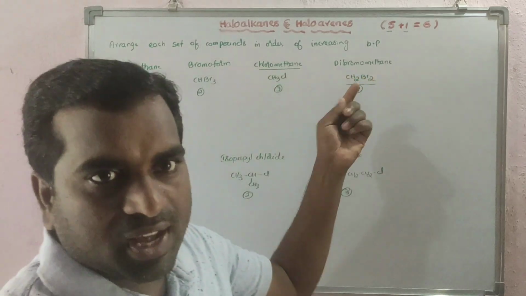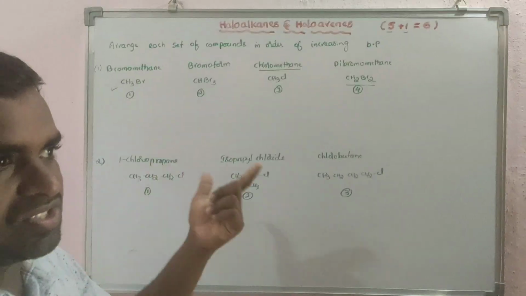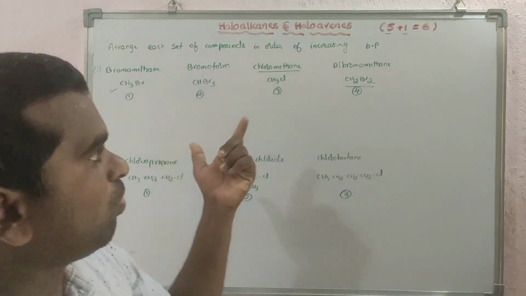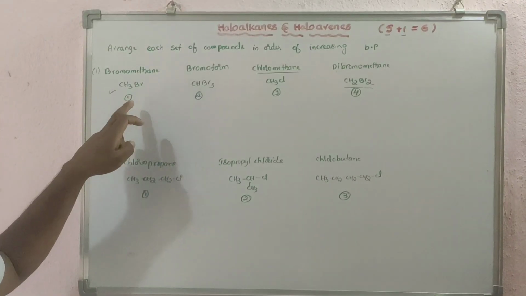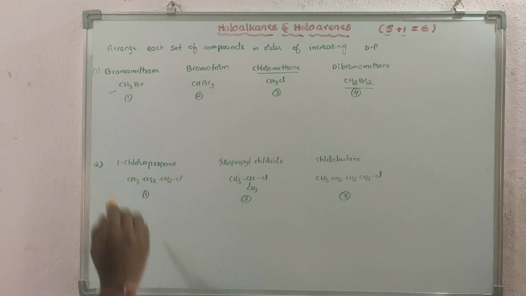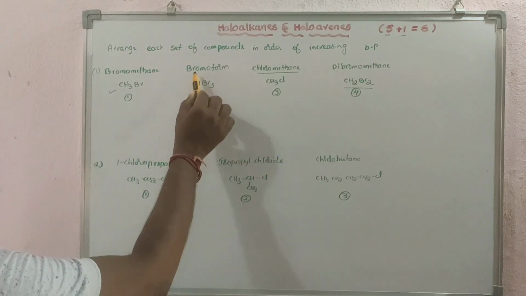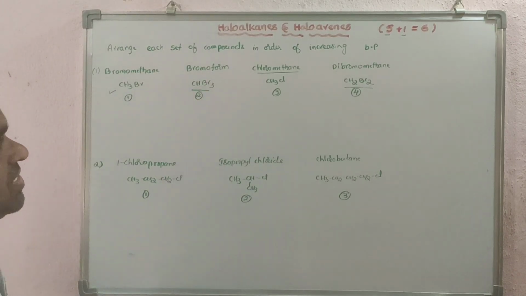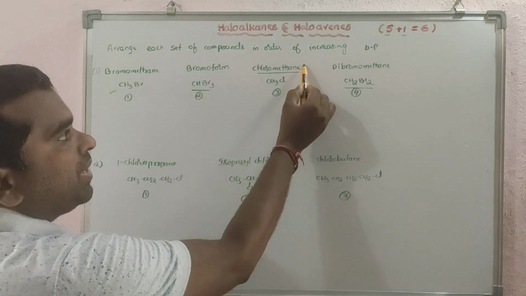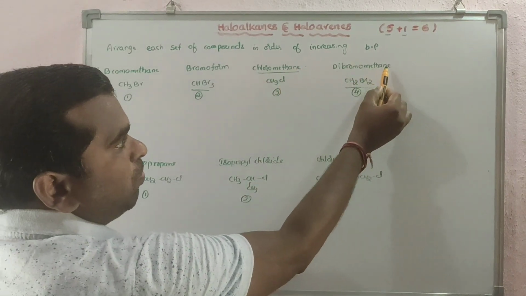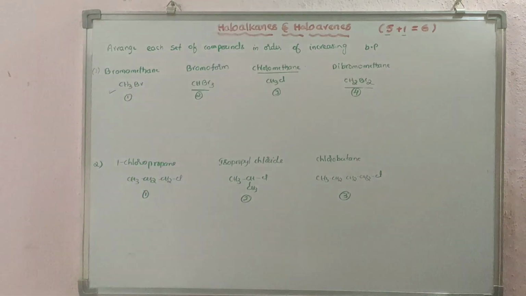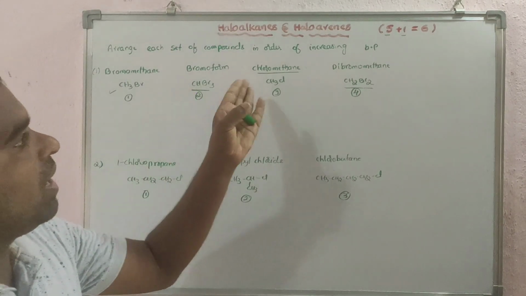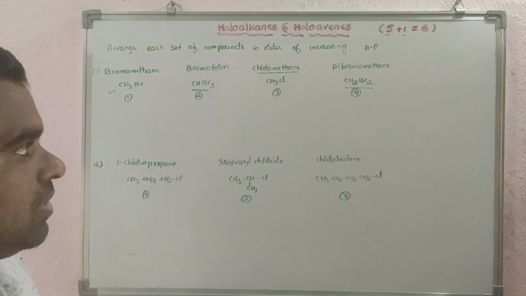Boiling point order. They have given some compounds here, and we have to arrange them in increasing order of boiling points. Clear? The first one they have given is bromomethane, whose formula is CH3Br. Bromoform you already know, CHBr3. Chloromethane is CH3Cl, and dibromomethane is CH2Br2. Clear? Now we have to arrange the boiling point orders.